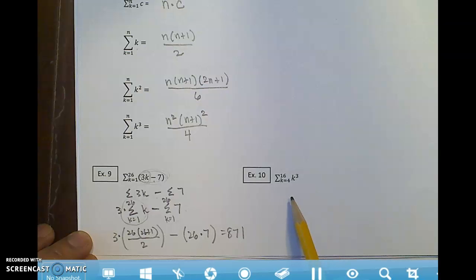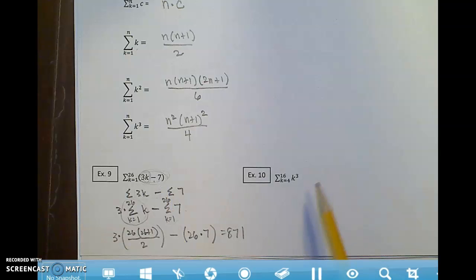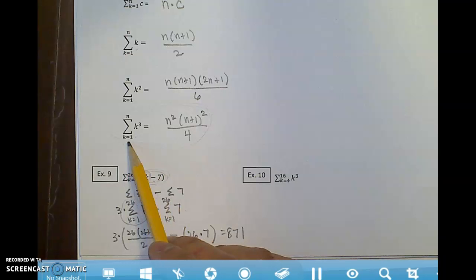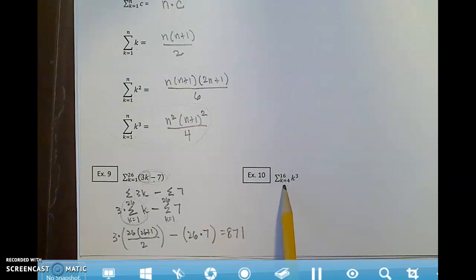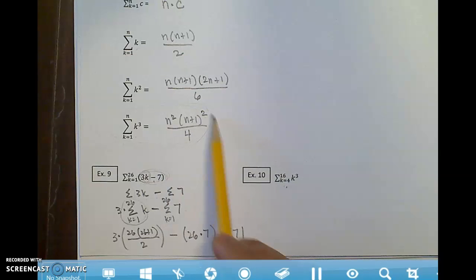Alright, got one more example here. So here we got k cubed. Okay, so that one is going to be pretty straightforward. But the difference here, the reason why we can't just use this formula, is that this formula goes with the summation from a k value of 1, from the first term to the nth term. This one, we are starting with the 4th term and then going to the 16th term. Okay, so we're not starting at 1. So because we're not starting at 1, we can't just go to this formula to find the sum.